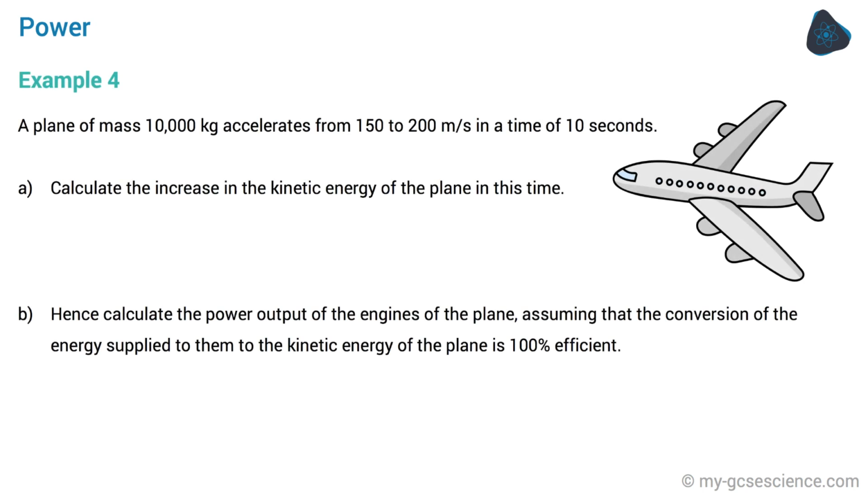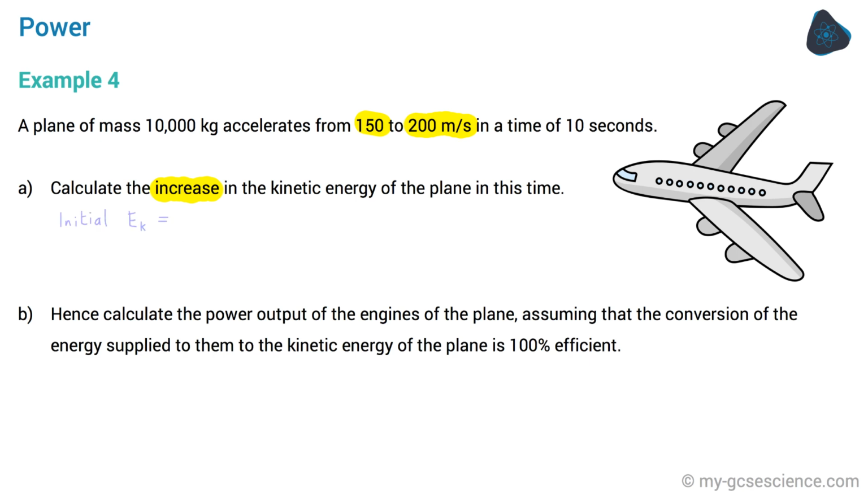The last of these is a bit trickier. Why don't you pause the video here and see if you can give it a go? As you can see, the plane is accelerating from 150 to 200 meters per second in a time of 10 seconds. To work out the increase in the kinetic energy of the plane during this time, we just have to work out the initial and final kinetic energies and then calculate the difference.